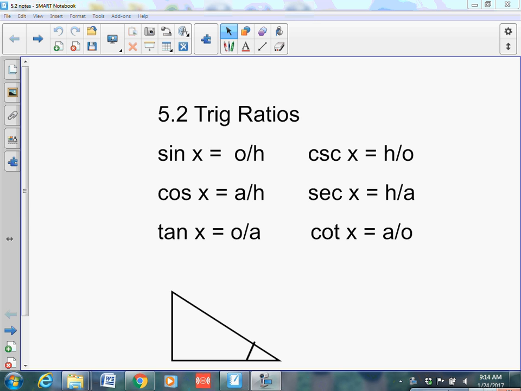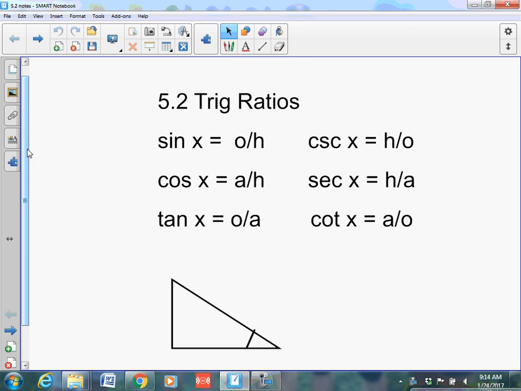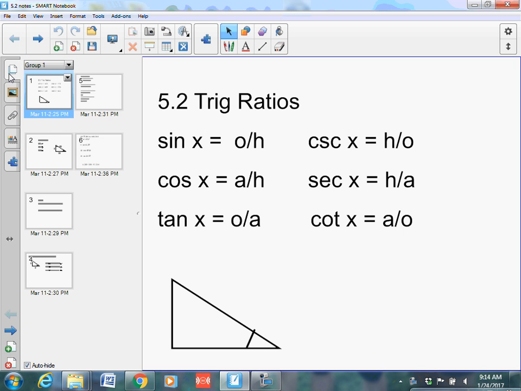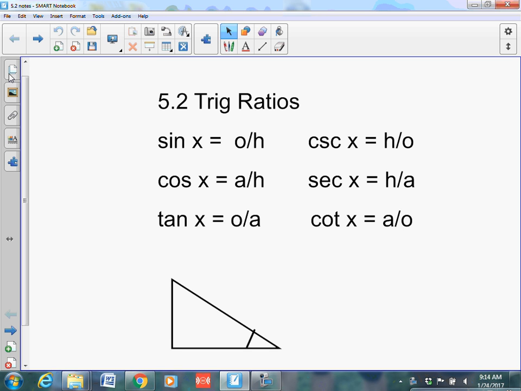Okay, I think we have 5 points. We have 1, 2, 3, 4, 5, 6 templates. 6 templates. You guys ready to go? That's what happened. Okay, here we go.